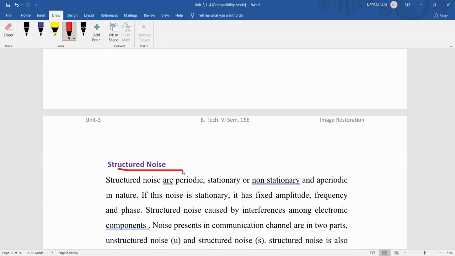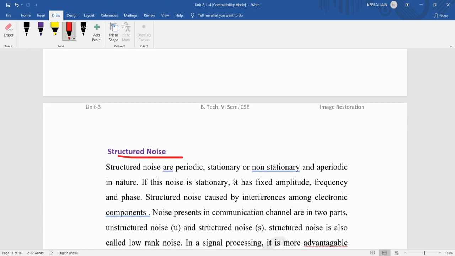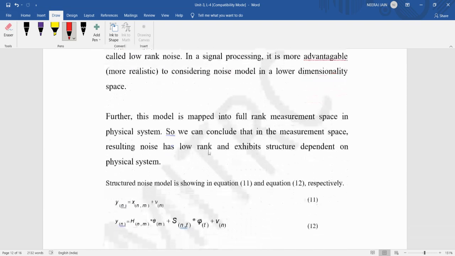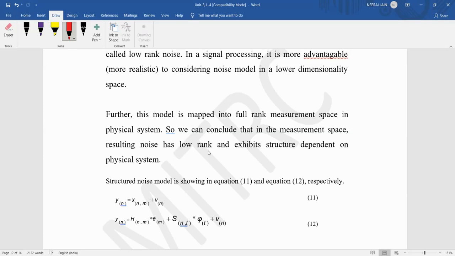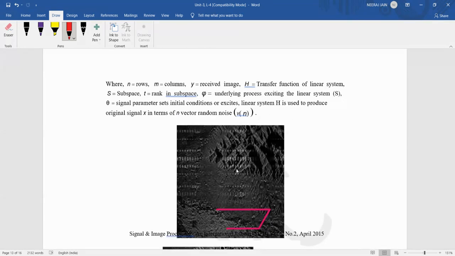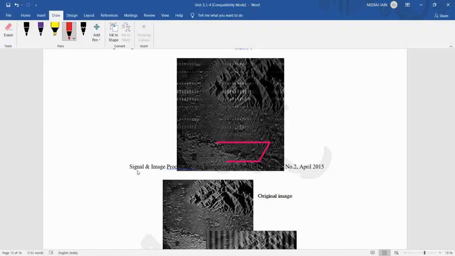Structured noise is periodic, stationary, non-stationary, and aperiodic in nature. It can be in several forms. It is available basically in communication channels. This type of noise is indicated by equations 11 and 12, and that is the signal and image shown here.